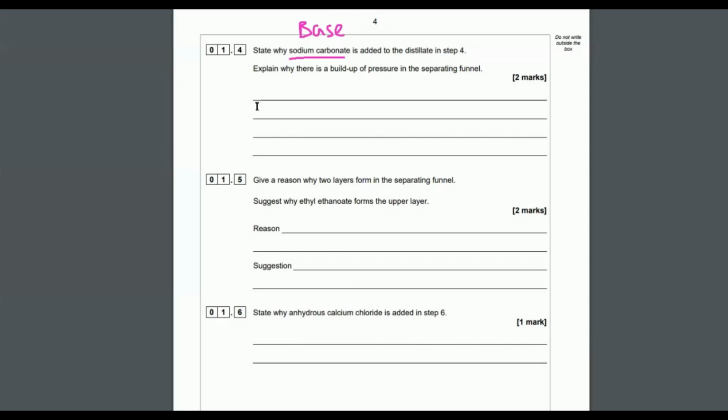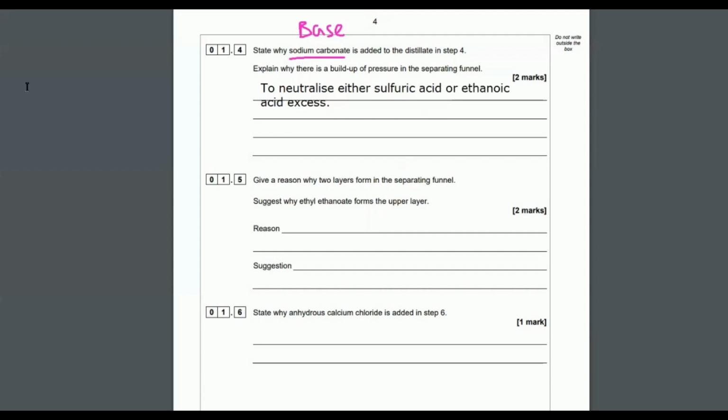So the idea here is to neutralize either sulfuric acid, that was our catalyst, or ethanoic acid excess. So we might have ethanoic acid in excess. We want it to neutralize. Now, why would this cause a buildup of pressure in the separating funnel?